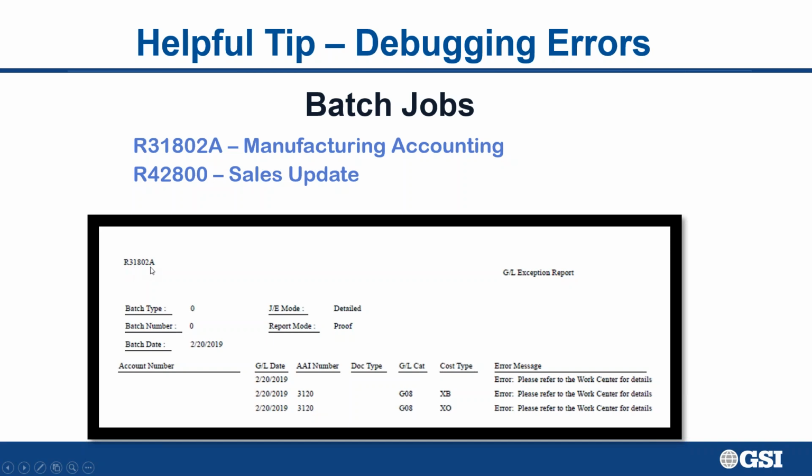And here's an example of one from manufacturing accounting. Okay, so now you'll see it'll have the AAI numbers, and it will refer you to the work center for the exact message as to what is wrong with these AAIs. Okay, so you'll get a very similar report for sales update. So these are batch. The interactive ones appear right in front of you on the screen while you're doing the transactions. These are kind of hidden. You have to go digging to find what the actual issue is.